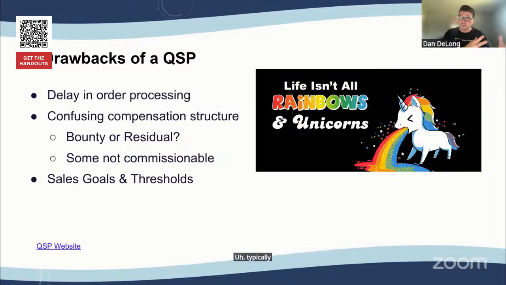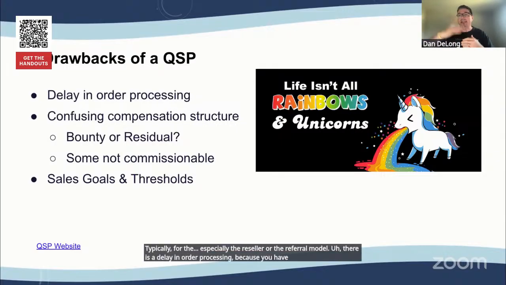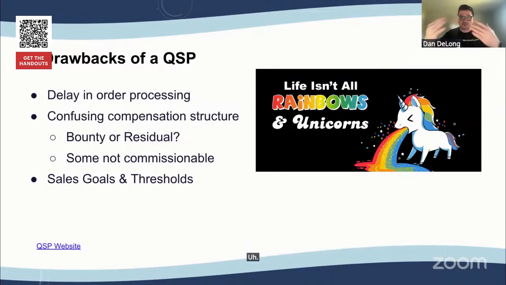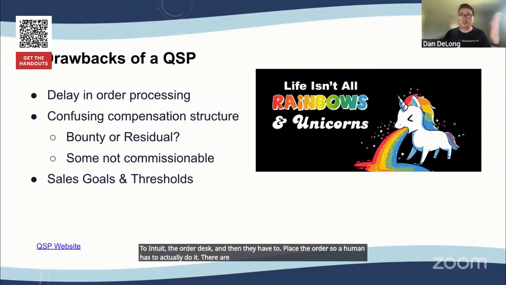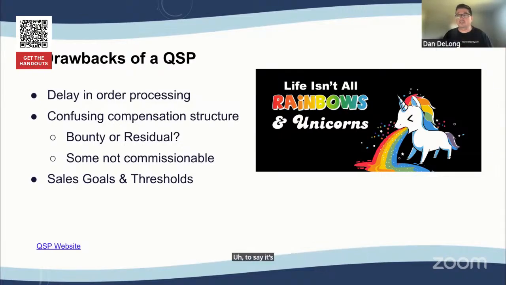Typically, especially with the reseller or the referral model, there is a delay in order processing because you have to send that to Intuit, the order desk, and then they have to place the order. So a human has to actually do it. There are other ways around that, but to say it's a confusing compensation structure is an understatement.